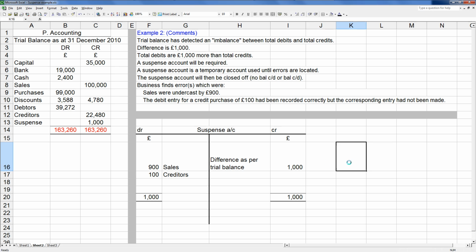AQA, OCR, they'll give you more errors. Some errors are quite cruel in a way. They give you errors that actually don't affect the trial balance, so you don't need to use a suspense account for them. I'm not really going too much on exam technique here. This is more an overview for revising. Quite a lot of people have expressed some concerns about this topic. So hopefully this makes sense, and it is obviously useful to you.